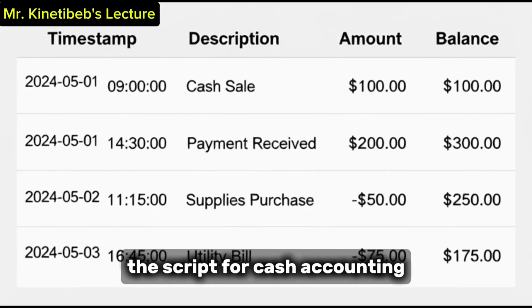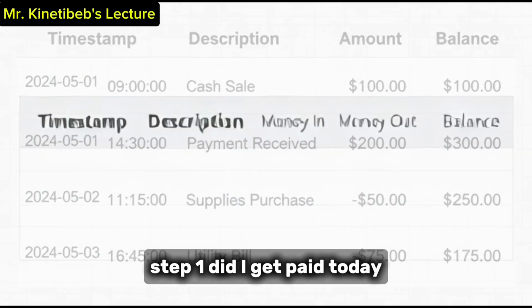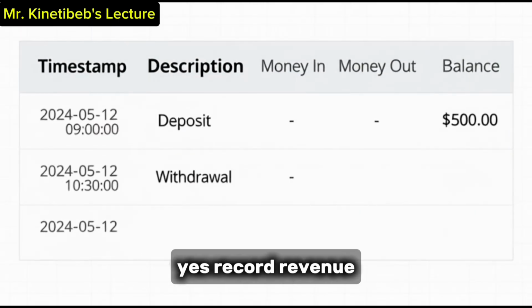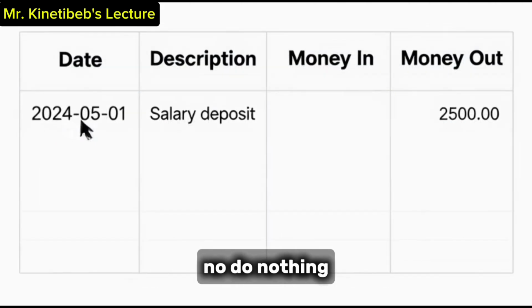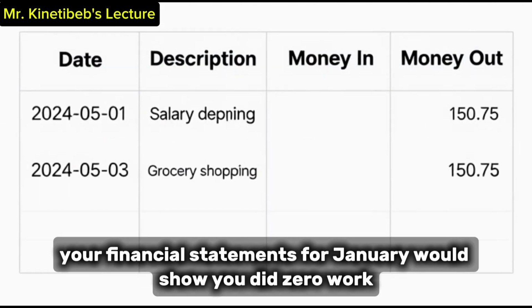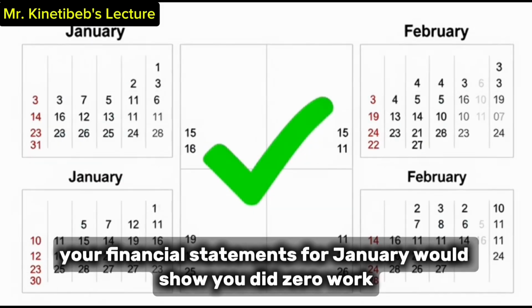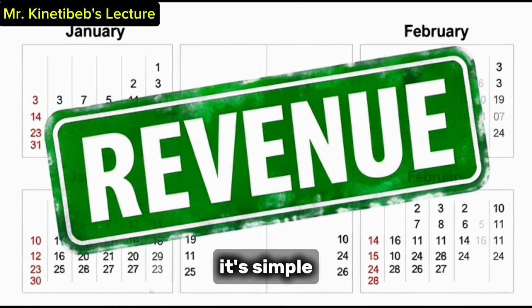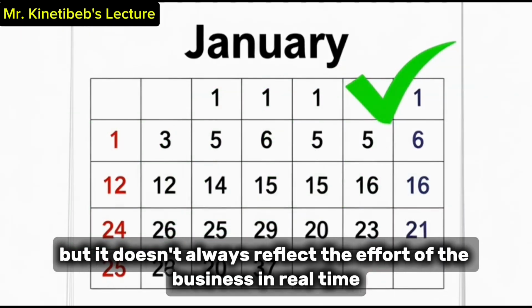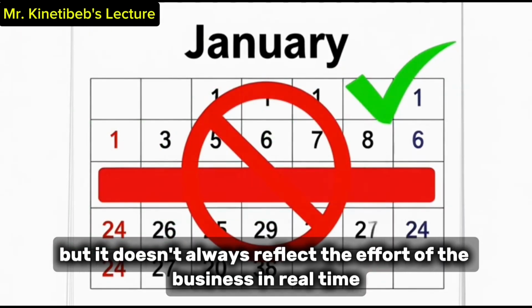The script for cash accounting. Step 1, did I get paid today? Yes, record revenue. Step 2, did I pay a bill today? No, do nothing. In this scenario, your financial statements for January would show you did zero work, while February would show you were a superstar. It's simple, but it doesn't always reflect the effort of the business in real time.